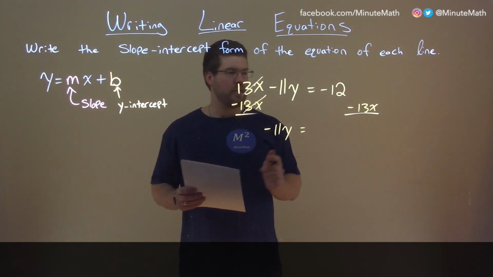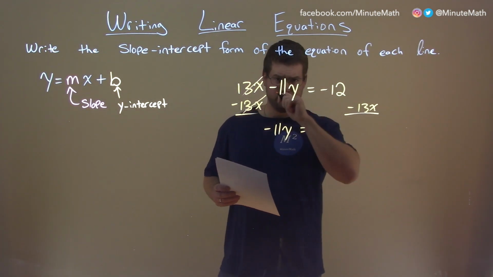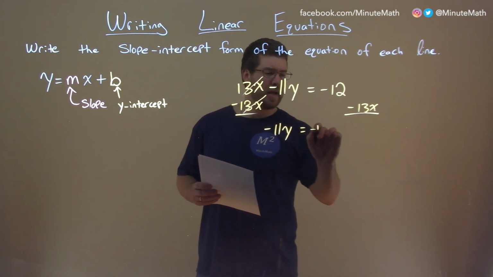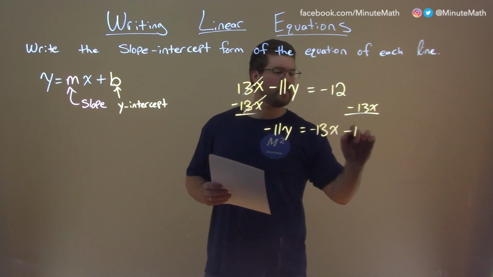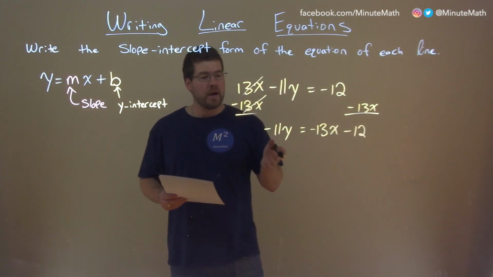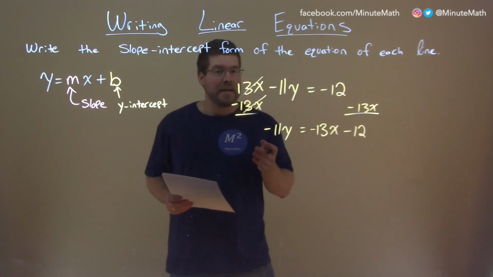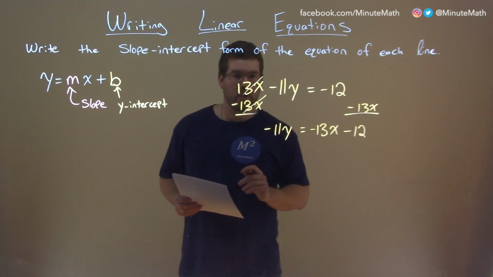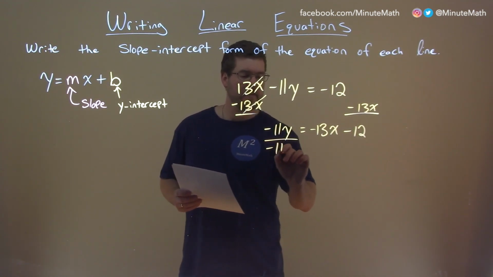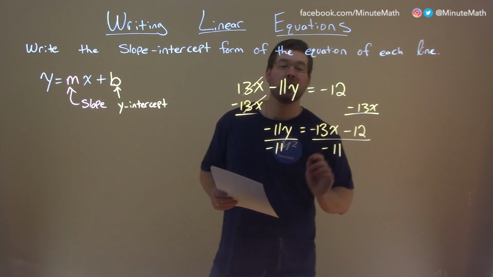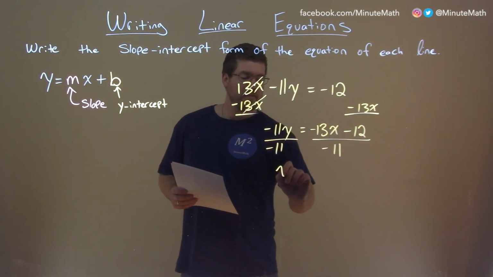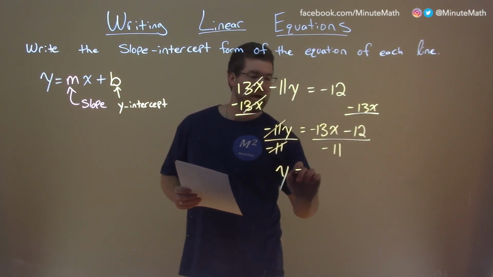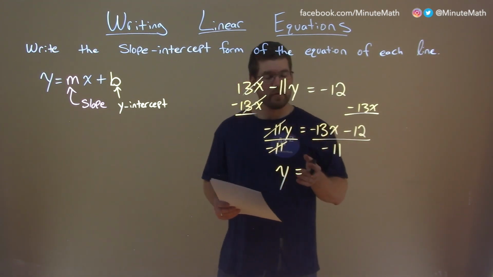And let's write the x values first. Remember, these are not like terms, can't combine them. Negative 13x minus 12. From there, we want to divide both sides by negative 11 because there's multiplication going on right there. Divide by negative 11 to both sides. Now, this gives us y by itself on the left, but the right-hand side we need to simplify.